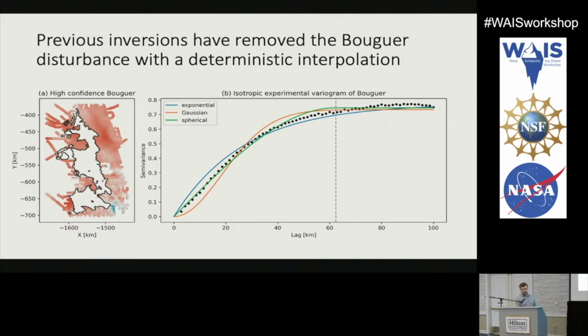So if you remember the map of the extent of the constraints I was showing you, we have a pretty good idea of the bed, outside of here where I've removed the data. So we can make a variogram of what that looks like. This is just a measure of the spatial dissimilarity. So as we increase in space, things get more dissimilar. We can fit covariance models to that.